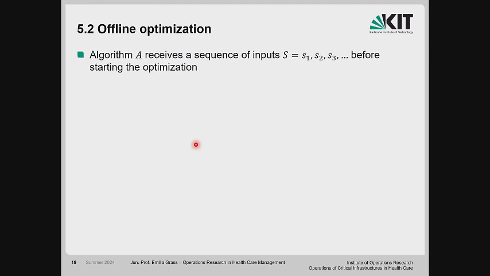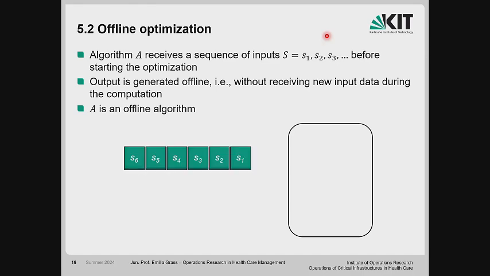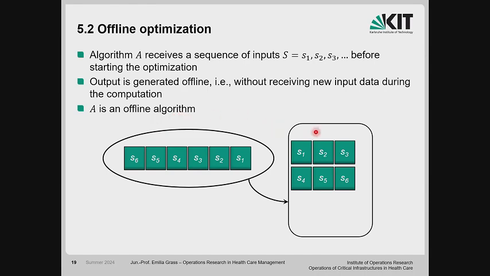So let's start with the offline optimization, which means we all know the surgery demand. We know the inputs, we know all the elective surgeries before we start the optimization. And the output is also generated offline, so we don't include any kind of new information. That means the algorithm itself is an offline algorithm. It gets as an input a sequence of surgeries, and then it assigns these surgeries to maybe room 1 and room 2.